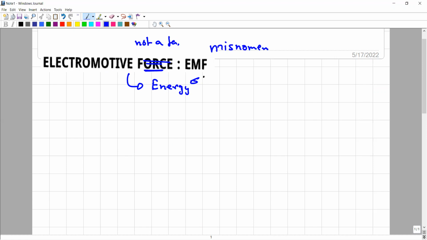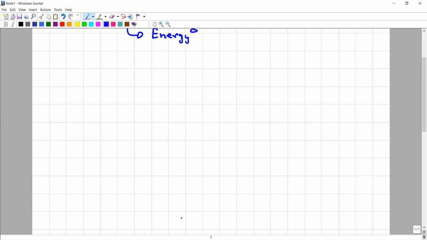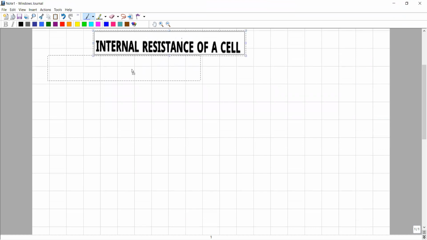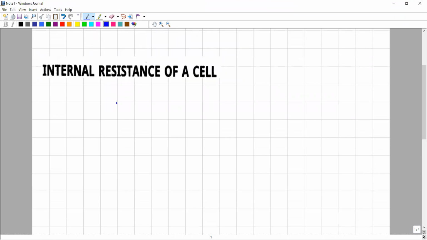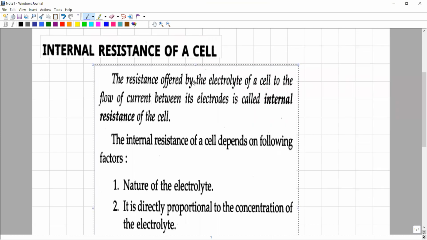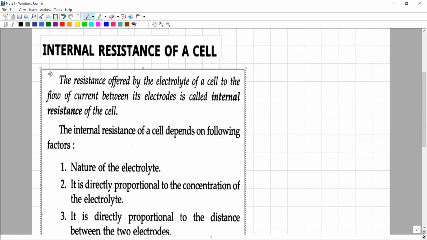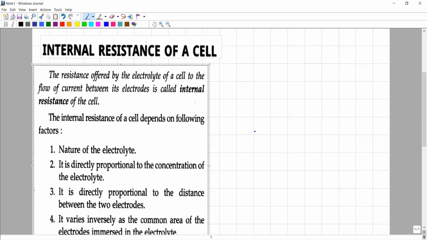Now, first you need to understand that every cell has an internal resistance. Every cell will have an internal resistance, and that internal resistance will be dependent upon the cell's electrode, and then the nature of the electrolyte.